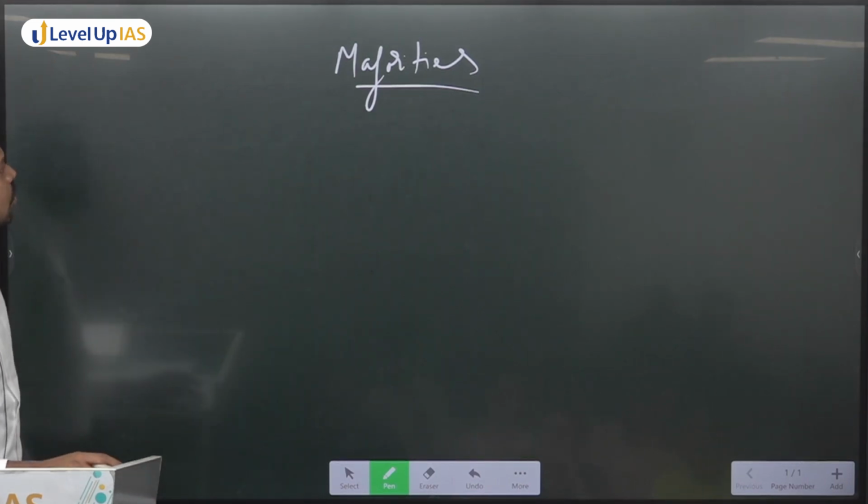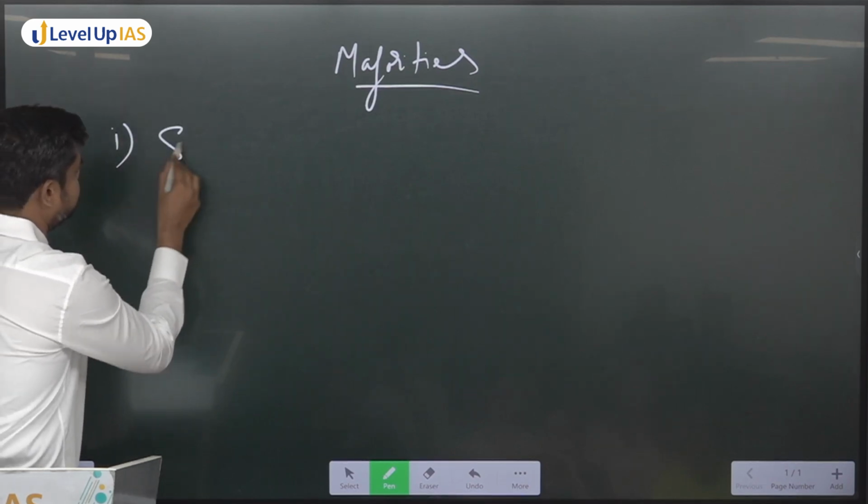All right, so we'll move to the topic of majority. What is the definition of simple majority? Can you just recollect?